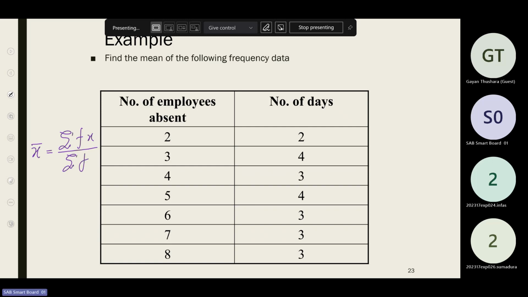So now we have to identify which one is the frequency and which one is the observed value. Number of employees absent, number of days. So this is our observed value. This is our frequency. Now we need this sigma fx. Whatever the sigmas you need, the corresponding column we have to develop. Other one, sigma f column, is already there. So we need to develop the fx column. So one more column we develop.